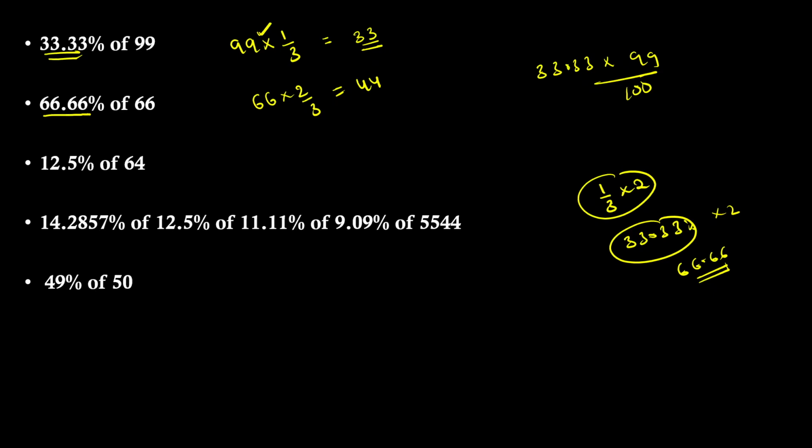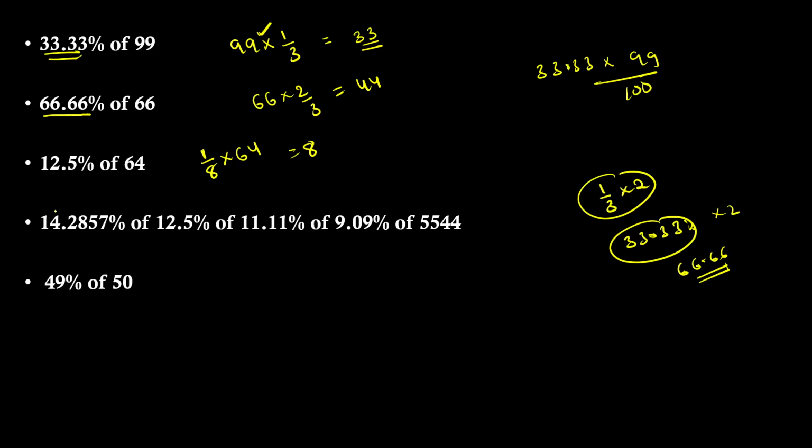Try to solve the third question of 12.5% of 64. So 12.5% is nothing but 1 by 8 of the given value. So this should strike first. 1 by 8 is 12.5%. That's 8.